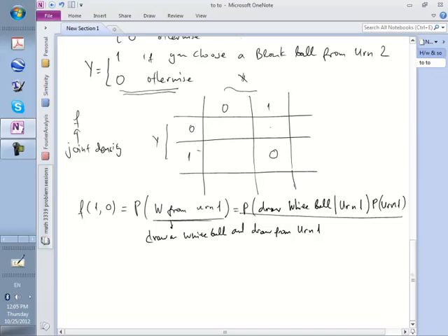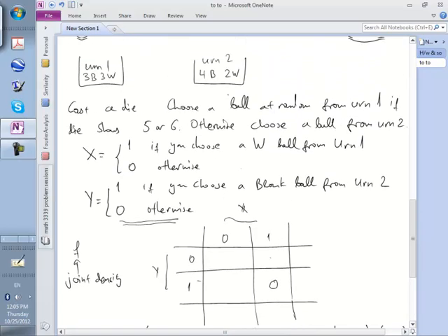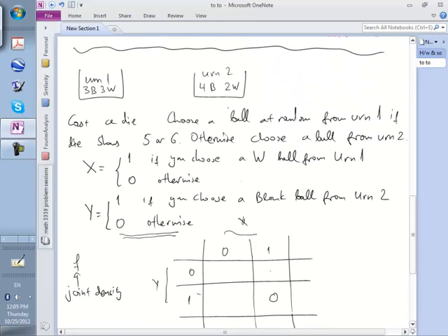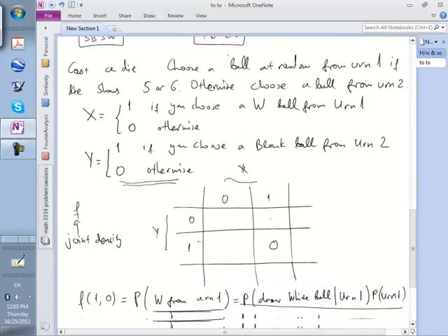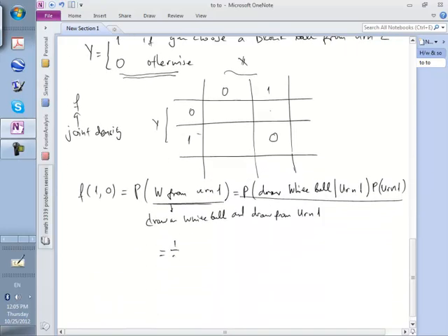So what is the probability that you choose urn 1? 2 over 6, that's 1/3. And the probability of choosing a white ball, look how many white balls you have, 3 out of 6 balls. So you have 1/2 times 1/3, so that's 1/6. So here you will put 1/6.